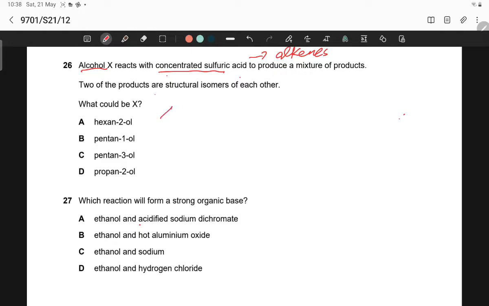This is hexan-2-ol, carbon 1, 2, 3, 4, 5, 6. When it reacts with concentrated sulfuric acid, because this is a secondary alcohol, it gives two products.